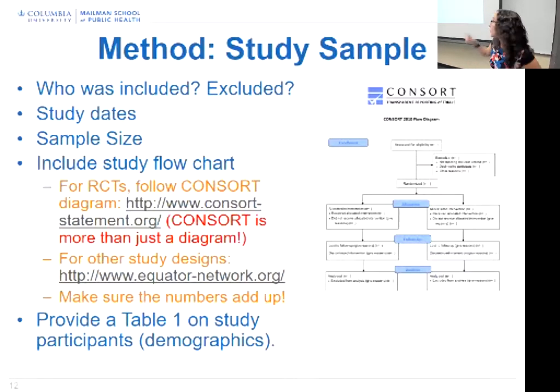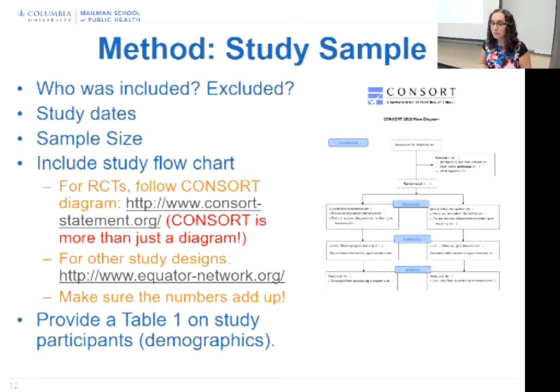And then this EQUATOR network is another great resource for other study designs. So they've tried to take what's presented in the CONSORT for RCTs and apply it to other study designs. So if you've done a cohort, case control, all sorts of designs, they try to give reporting criteria for them as well. And when you're working through this diagram, make sure all of the numbers add up.